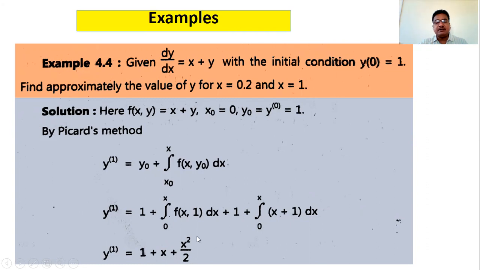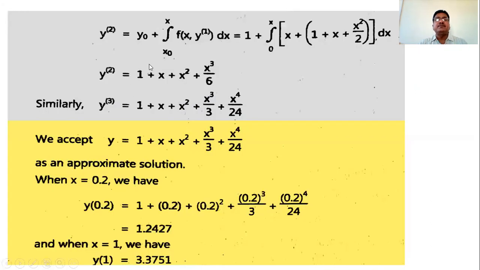So this answer is correct, this answer is correct. And then y2 is y0 plus the integration from x naught to x of f(x, y1), that is, substitute y as y1, that is 1 plus x square by 2. And then the integration of this: the integration of 1 is x, the integration of 2x is x square, the integration of x square by 2 is x cube by 6, and this is the value at the upper limit x minus the value at 0, which is 0.